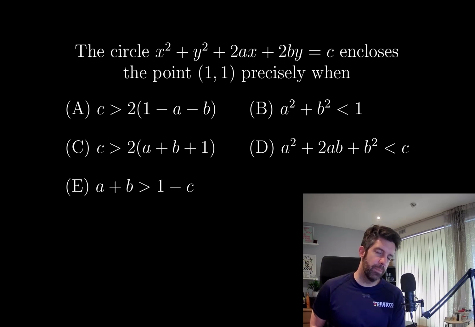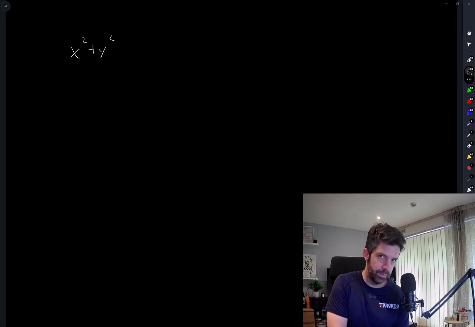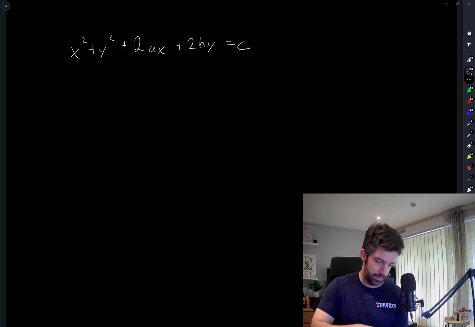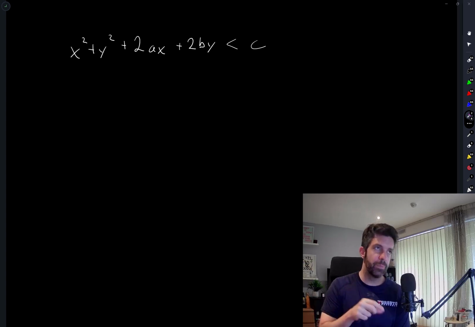So I think the way I'm going to go about this is, let me write down this equation first. X squared plus y squared plus 2ax plus 2by is equal to c. So the set of points x and y which satisfy this will give a circle in the plane. But the key to understanding this question is that if I replace the equality with an inequality, then the set of points x and y which satisfy this will be the filled in disk. It'll be some disk.